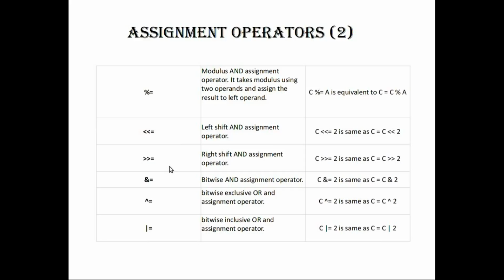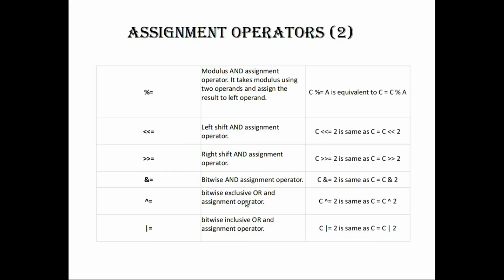The same thing here, it's going to shift C by 2 bits to the right, and then assign the result in C. And with the bitwise AND assignment operator, it's going to AND the value of C and 2, and then assign the result to C. So we're going to see all of that in action.